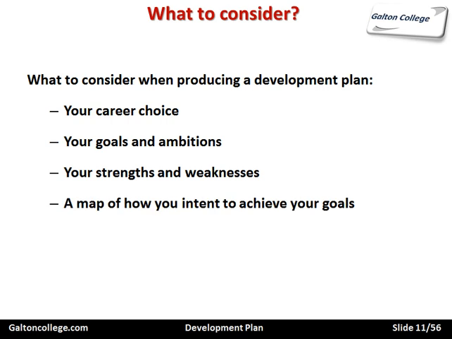A map of how you intend to achieve your goals. Show how you aim to achieve what your objectives are. And how you plan to structure your studies. If you're a student engaged in a course at college or at university, then how do your studies fit into your plans? How is there coherence between what you're doing now and what you're aiming to do in the future?